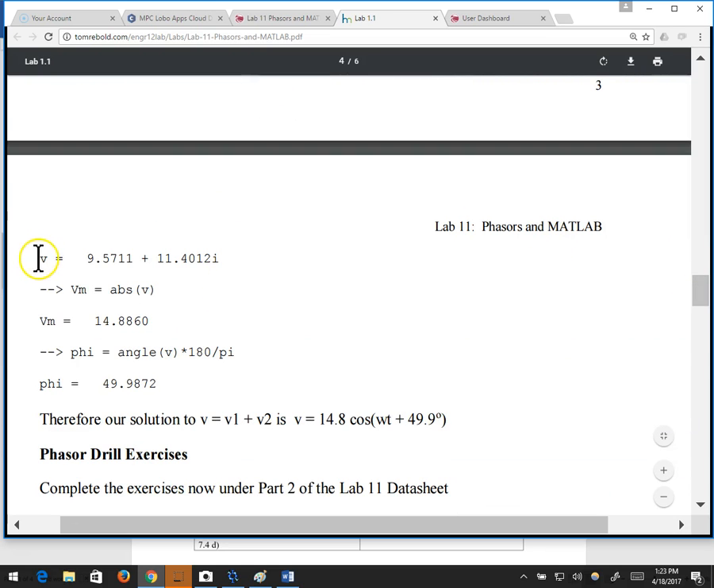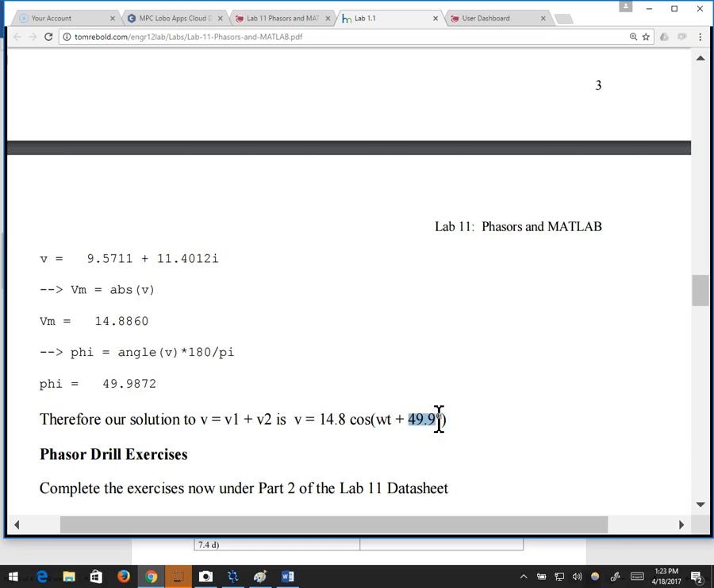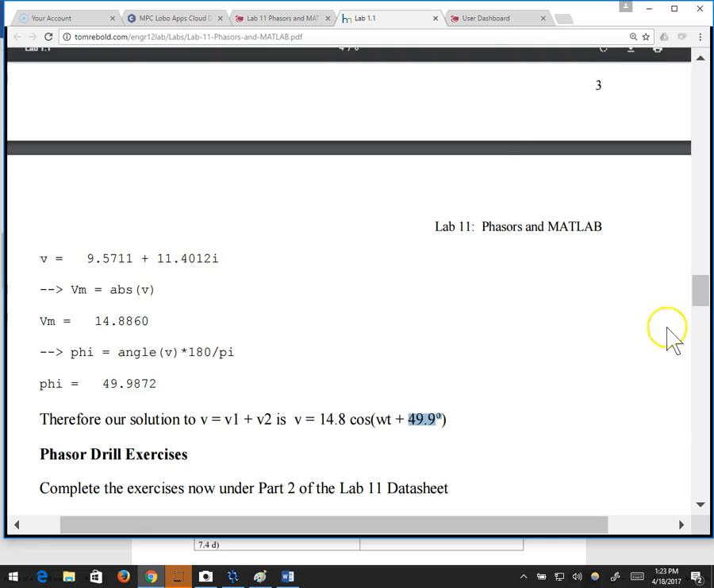And then you take the inverse phasor transform by finding the absolute value, the magnitude of v, and the phase angle of v, which is the angle times 180 over pi. That gives you the result, which is 14.8, the magnitude you figured out, cosine omega t plus 49.9 degrees. You just added two sine waves together in the complex domain. Now you have the result, you know the phase angle and all that stuff.